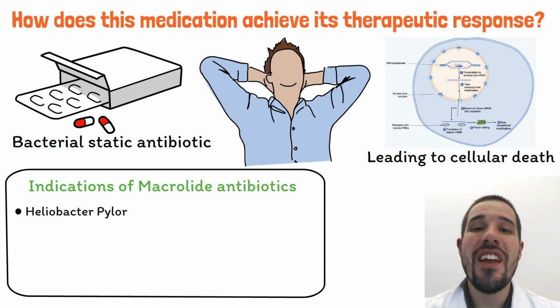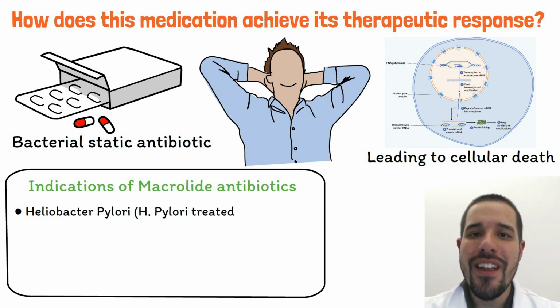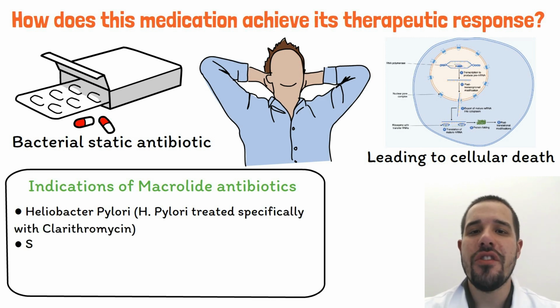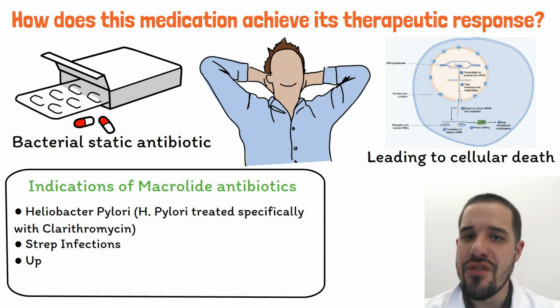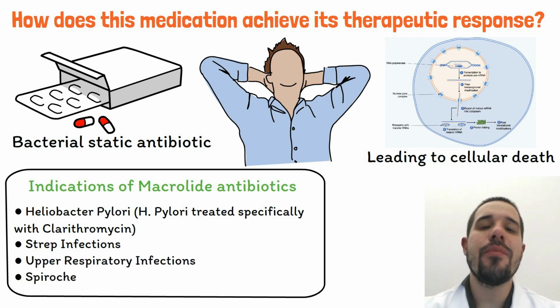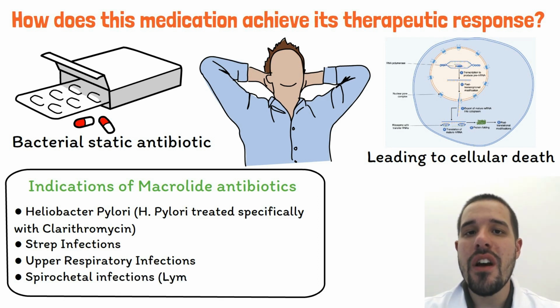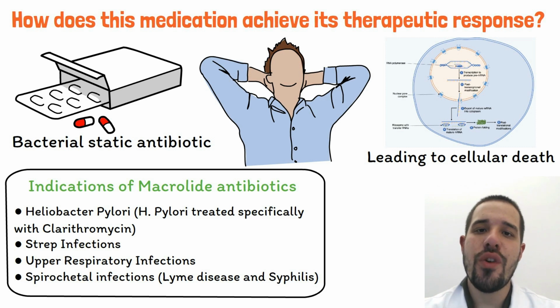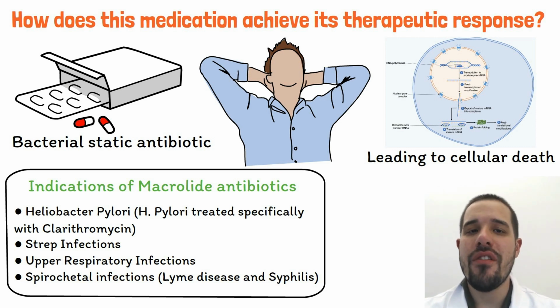Number one, we are going to say Helicobacter pylori. This is also usually identified as H. pylori, which is an ulcer-inducing bacteria of the GI tract. This is a highly tested disease process and specifically for macrolides, because clarithromycin is the antibiotic of choice for treating H. pylori infections of the GI tract.